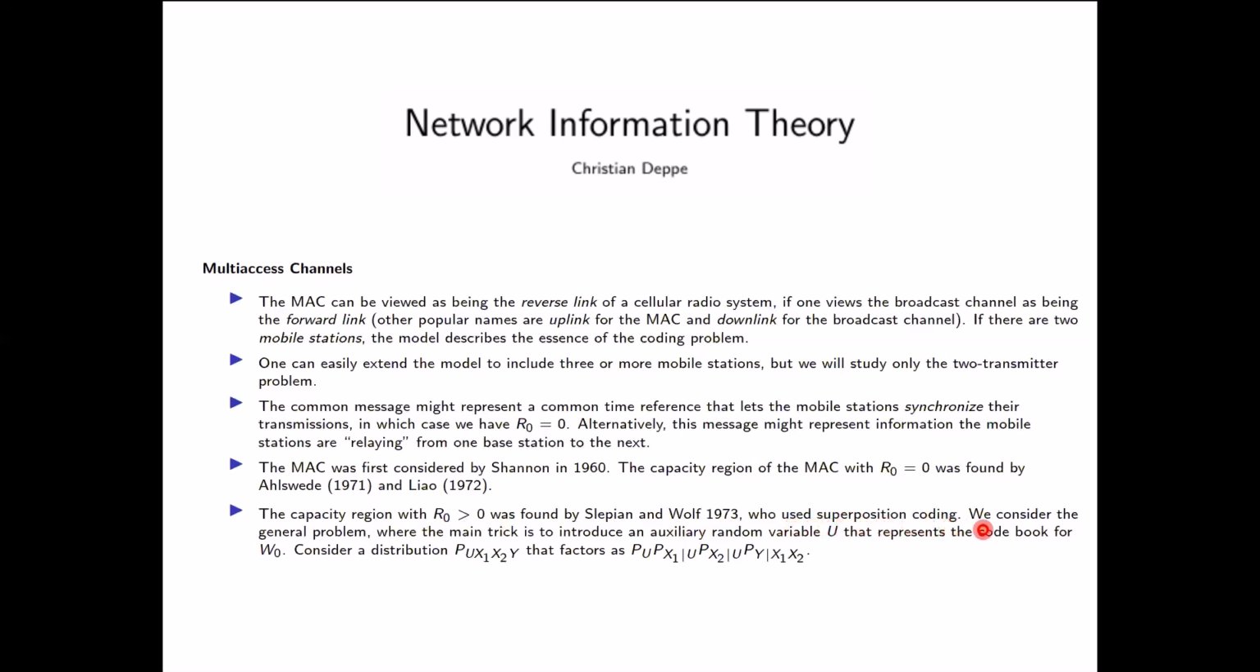And we consider now the general problem, where the main trick is to introduce an auxiliary random variable u that represents the codebook for W0. And we consider the joint distribution of u, x1, x2, and y that factors as p(u), p(x1 given u), p(x2 given u), and p(y given x1 and x2).